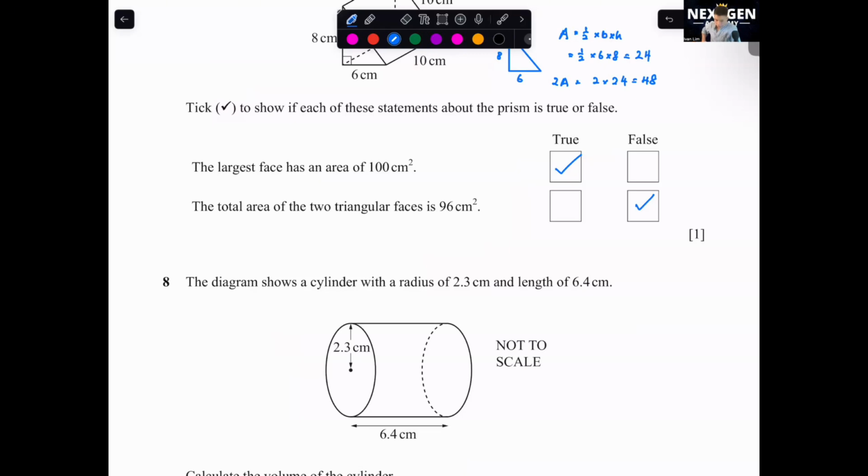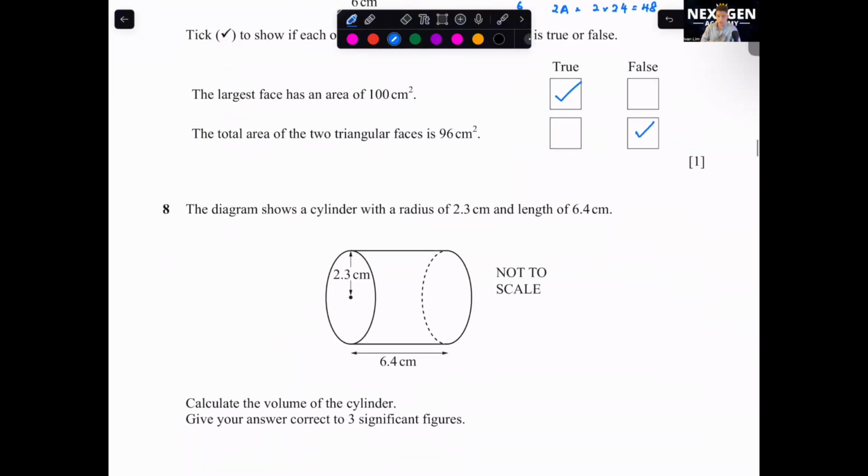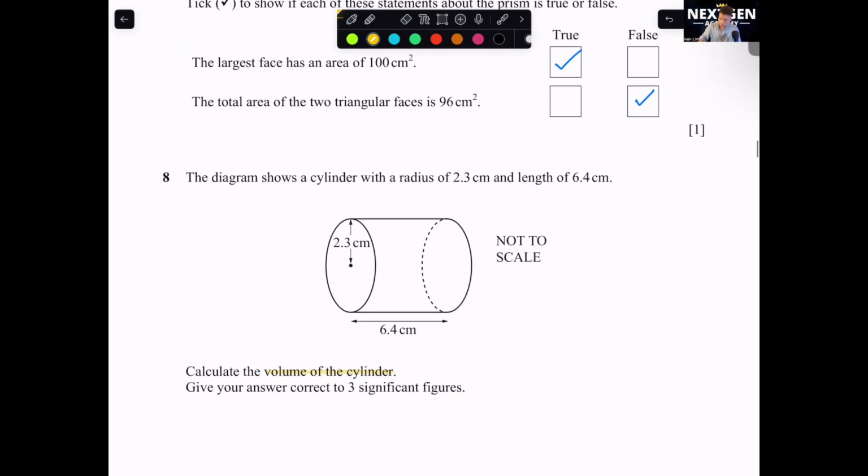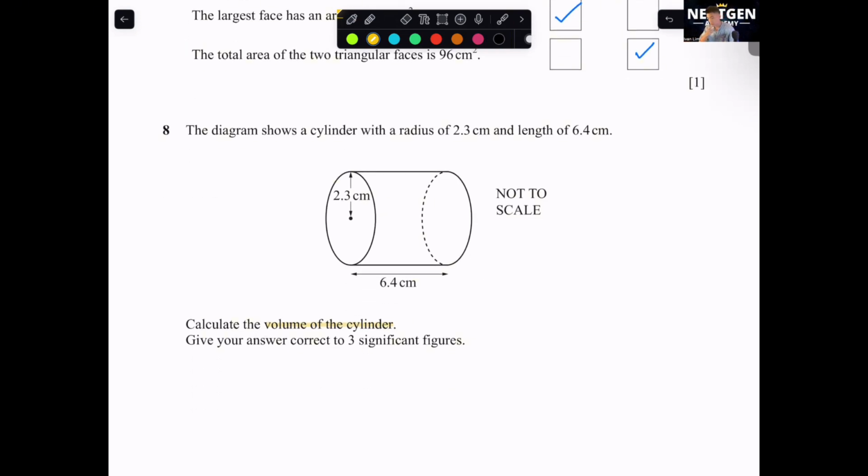Next one. Question 8. The diagram shows a cylinder with a radius of 2.3 cm and length of 6.4 cm. Calculate the volume of the cylinder. Give your answer correct to 3 significant figures. Do you all remember the formula for volume of cylinder? For those of you who have attended the mensuration class, this is how we understand the concept of cylinder.